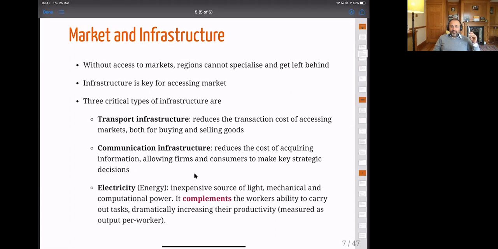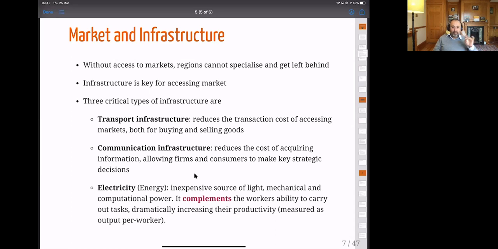Electricity. Now, the example of electricity is quite interesting because electricity is a complement. What it does is it makes both capital and labor more productive, right? So if you have physical capital, electricity provides mechanical energy or is able to generate computing power. And so without electricity, that's not going to work. So electricity complements, right?